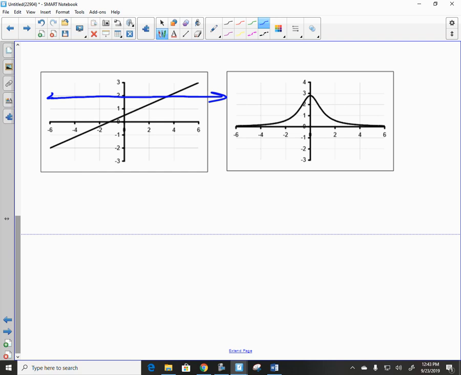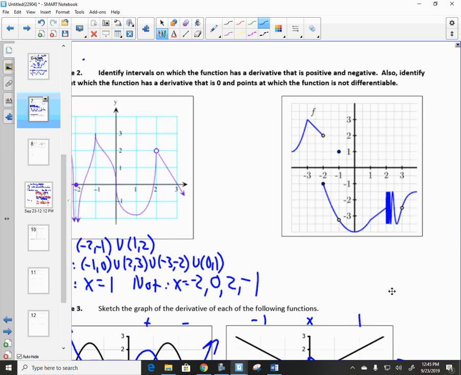The next one's kind of challenging. You could be better off if you just come up with a thought on your own. Talk with a partner, spend about a minute, and try to come up with a graph of the derivative of that. Go.